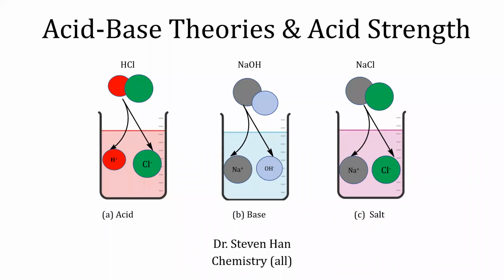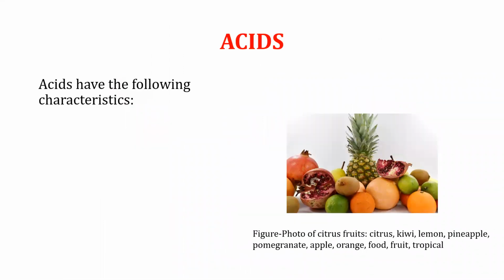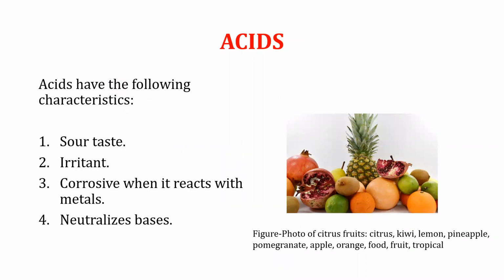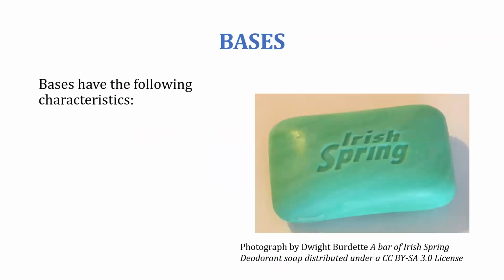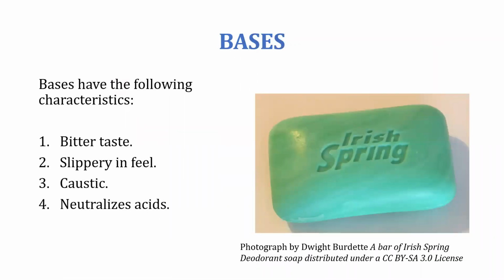This lecture is on acid-base theories and acid strength. Acids have the following characteristics: 1, sour taste; 2, irritant; 3, corrosive when it reacts with metals; 4, neutralizes bases. Bases have the following characteristics: 1, bitter taste; 2, slippery in feel; 3, caustic; 4, neutralizes acids.